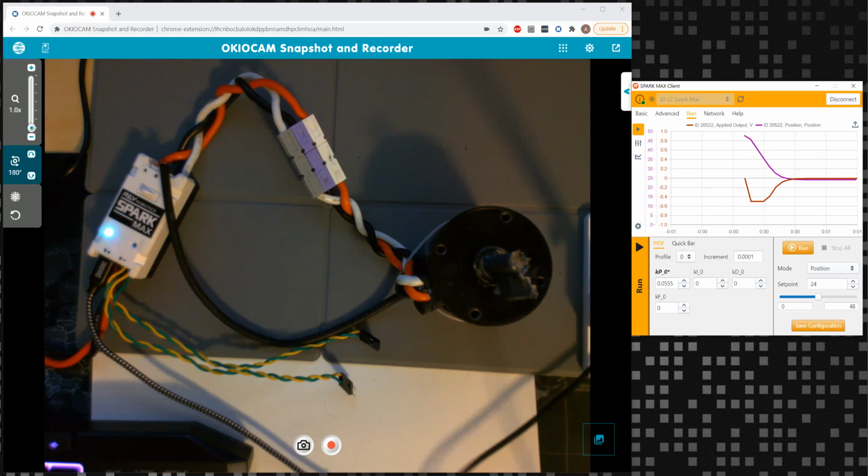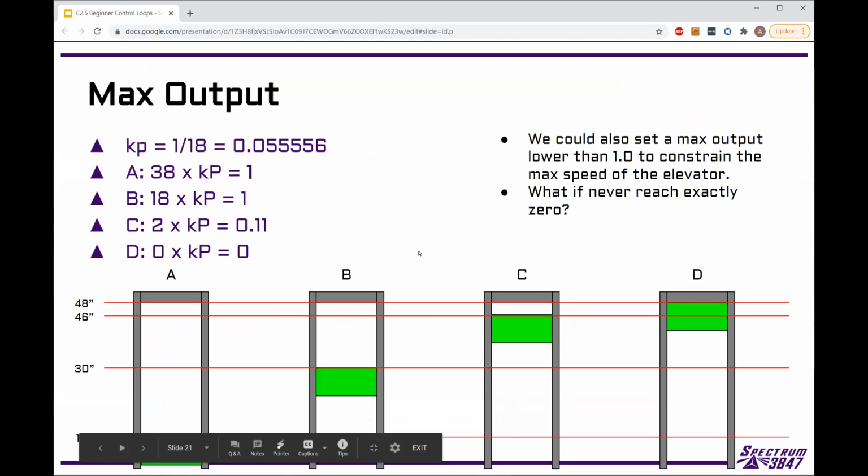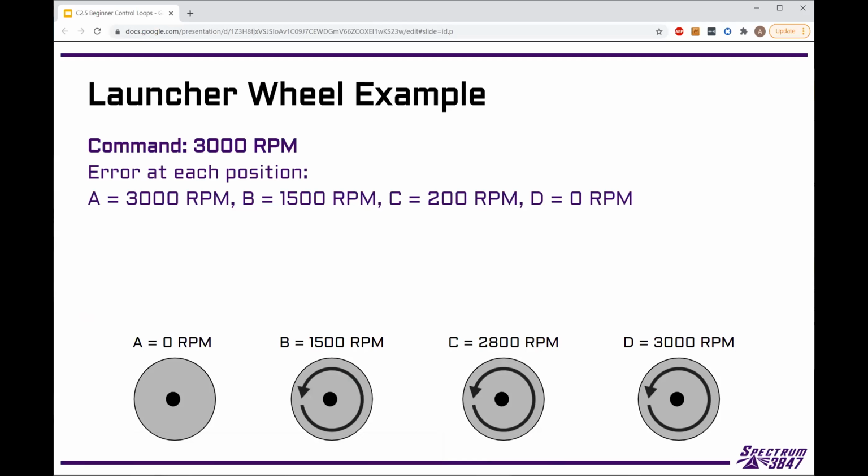Okay, so looking back real fast, we're gonna flip back to just the presentation. Okay, so let's look at the velocity example as our last example of the day. So the launcher wheel, instead of controlling for position, we're trying to control the velocity of the wheel. How fast is it spinning? And you can imagine that's going to be a little bit different, right?